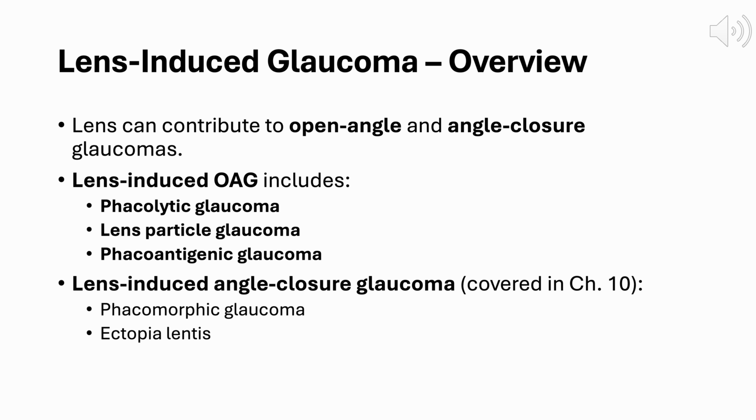Angle closure forms of lens-induced glaucoma will be discussed in detail in Chapter 10, but they include phacomorphic glaucoma, caused by lens swelling that crowds the anterior chamber, and ectopia lentis, where lens displacement disrupts normal aqueous flow. Recognizing whether the mechanism is open angle or angle closure is essential, as it directs both immediate management and definitive treatment.